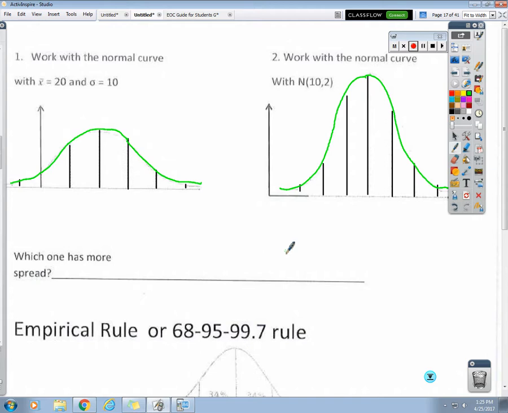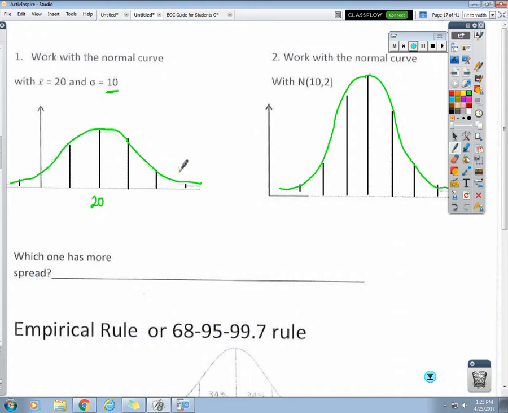Number 1 says work with the normal curve with x bar equals 20 and sigma equals 10. What do those two things tell us? The mean is 20 and the standard deviation is 10. So what do we do first? Put the mean in the middle. So right in the middle of the curve will be 20.